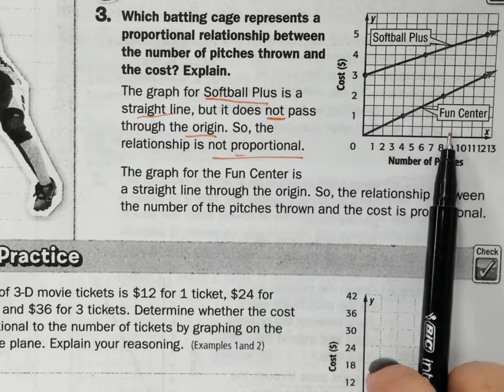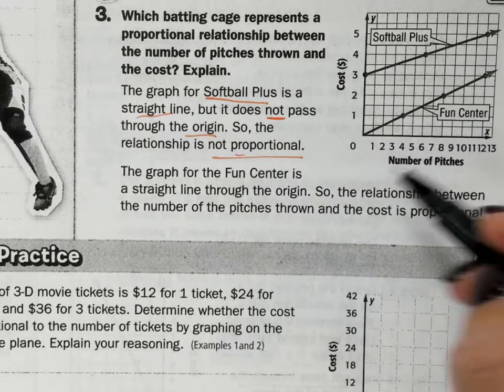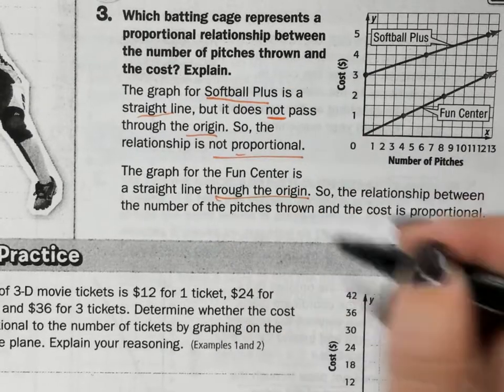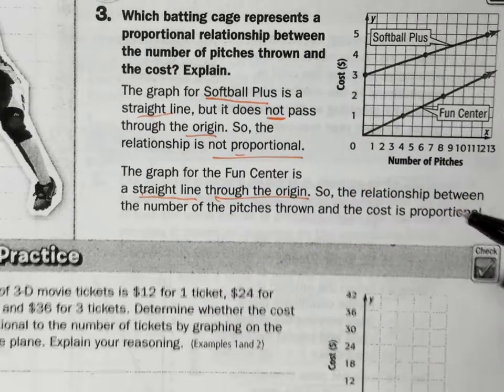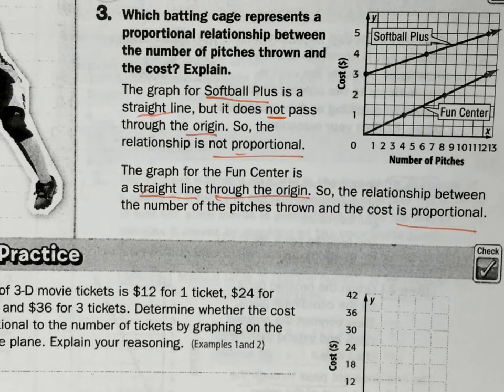What about Fun Center? Yes, it is, because it does both, right? It passes through the origin, and it's a straight line. Therefore, it is proportional. So it has to be both in order to be proportional.